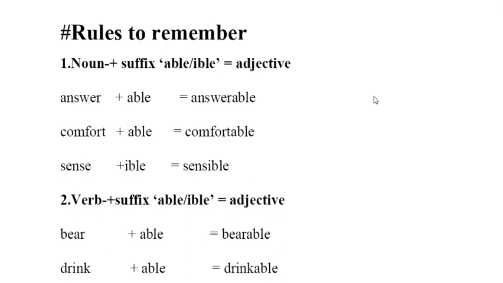First one: with a noun we add able or ible, and then it becomes an adjective, like answer plus able, answerable. Comfort plus able, comfortable. Sense plus ible, sensible. So if you find a noun, we can add the able or ible suffix, then it becomes an adjective: answerable, comfortable, sensible.